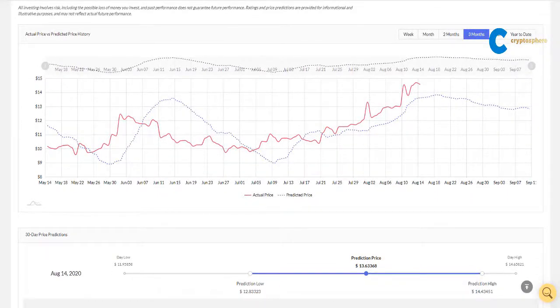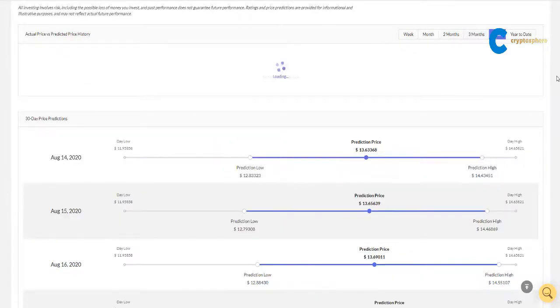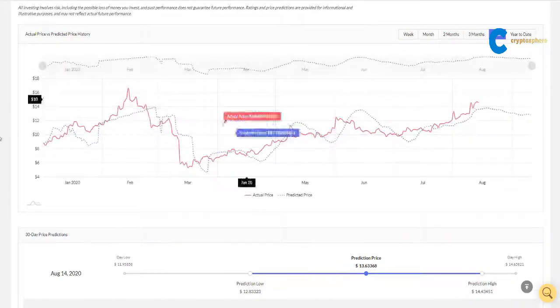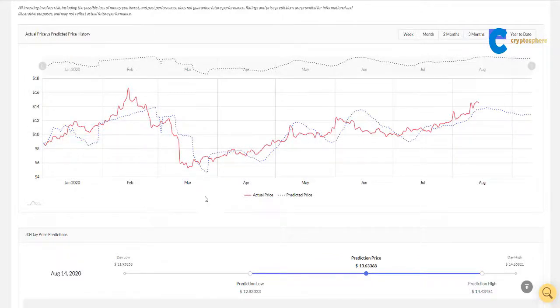This is a chart of NEO with the actual price in red, and the predicted price in blue. The AI did a good job of predicting the price. You will see it even better when I switch to the yearly chart. Now the blue and the red line are very close together. Does this mean the AI is always right? Probably not, but you can use it as an indicator.